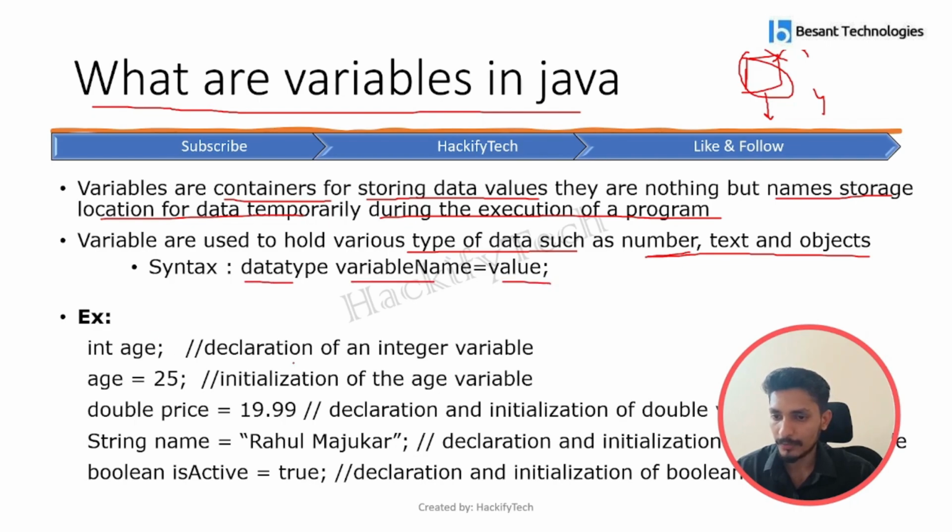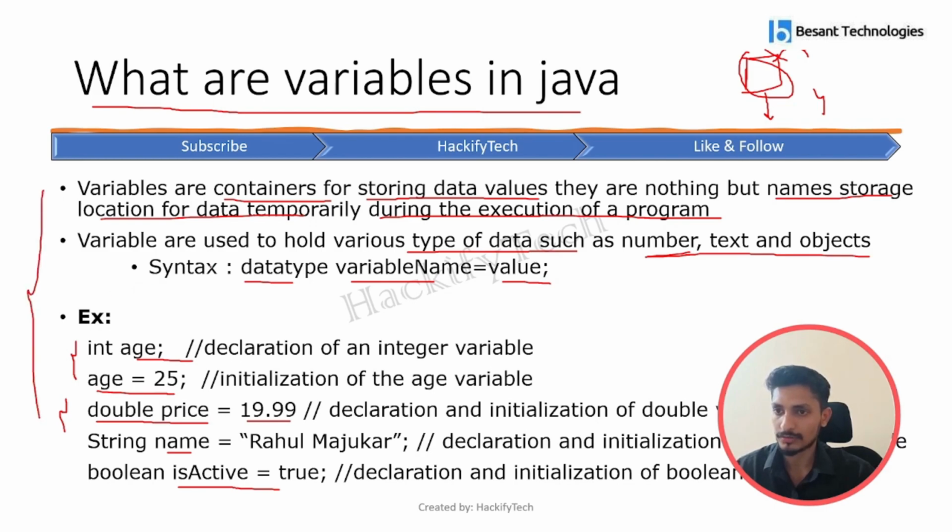There are different types of variables. If you want to store an integer value, we can define it like this. Here you can see we are declaring an integer, but we have not initialized any value to it. On the next line, we are initializing the value. Next, we are declaring a data type as well as assigning the value. We can also define a string; strings are always written in double quotes, so make sure of that. We have a boolean as well, which can have true or false values. So these are variables.